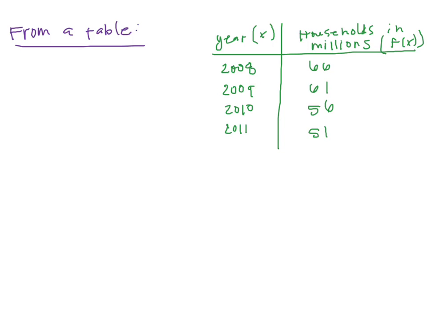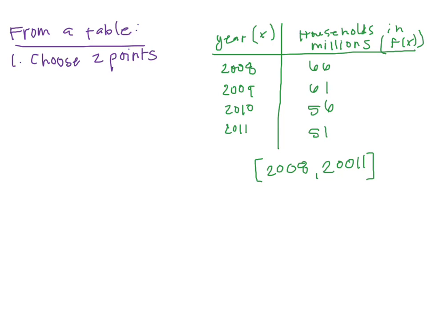In this table, the x values represent the year, and the y values represent the number of households in millions. So that's 66 million, 61 million, 56 million, and then 51 million. In order to find the rate of change from the table, the first thing I need to do is select 2 points. In this example, I want to calculate the rate of change over the interval 2008-2011.